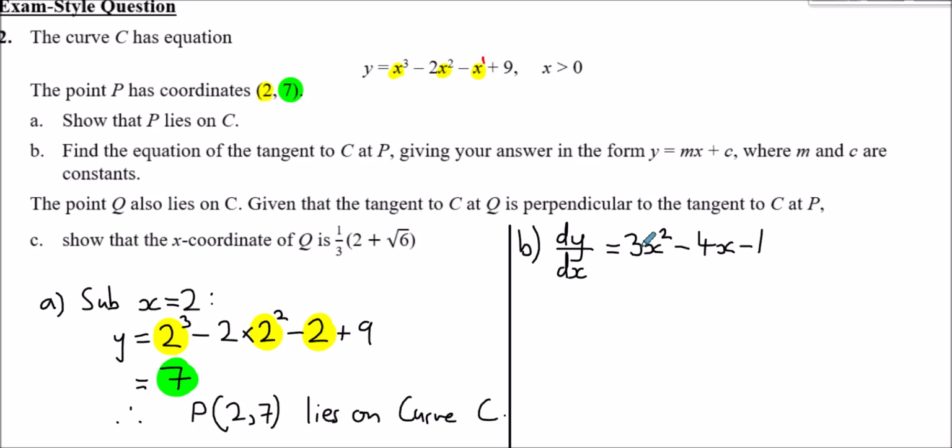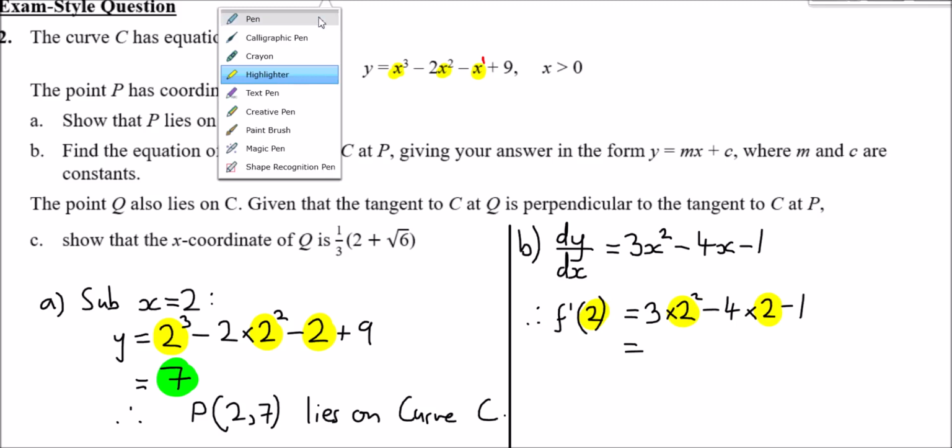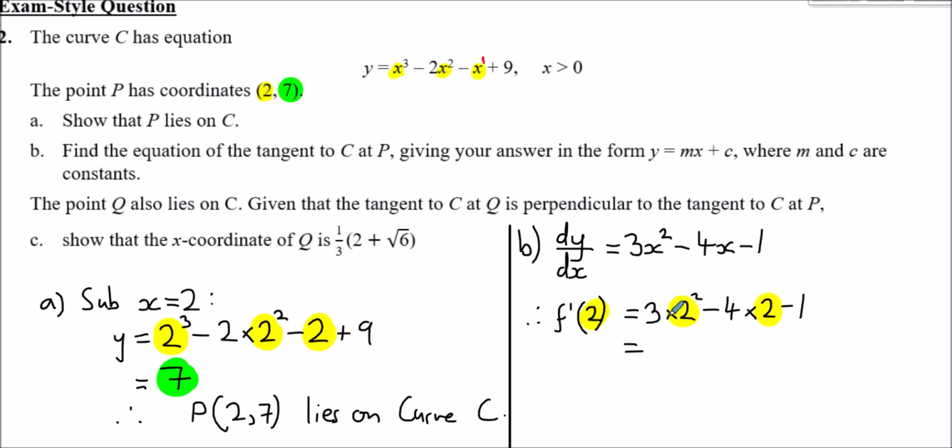So next what we need to be doing is considering the gradient of the tangent at P. So at P, the x value is 2. So what we need to do here is to work out the gradient when x is 2. So therefore, what's f dashed of 2 going to be? Well, that's going to be 3 times 2 squared minus 4 times 2 minus 1. Again, just using the fact that we know what the value of x is. We know the value of x here is 2. So if we just type this into our calculator, or otherwise, 3 times 2 squared is 12, minus 8 is going to be 4, minus 1 gives us 3. So the gradient of the tangent is 3.